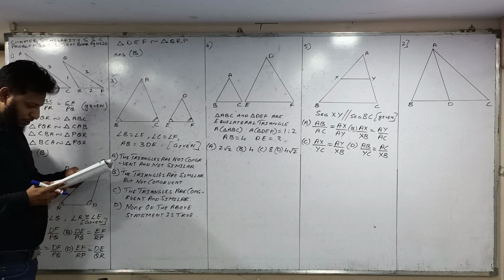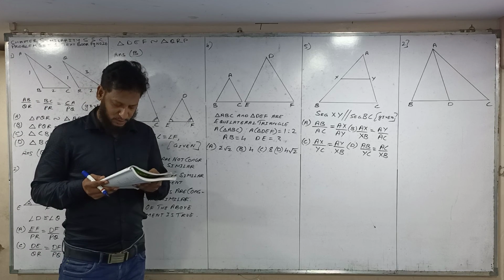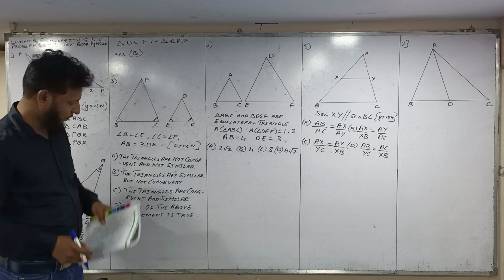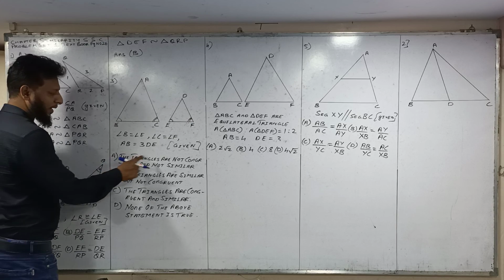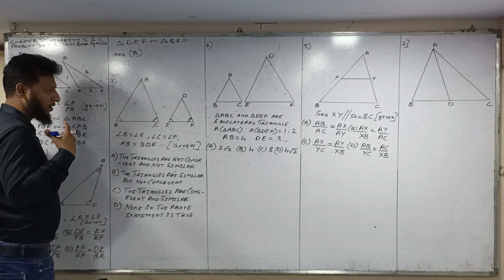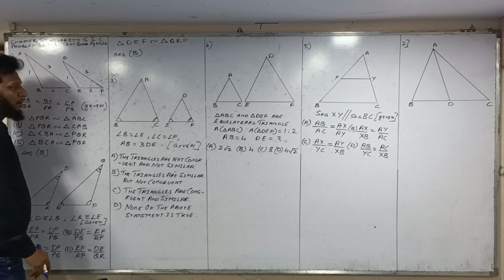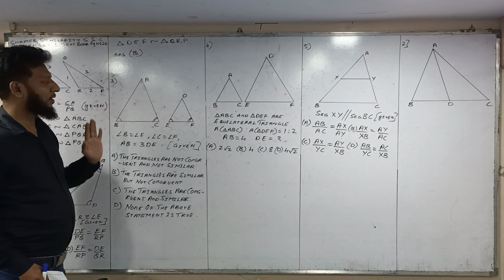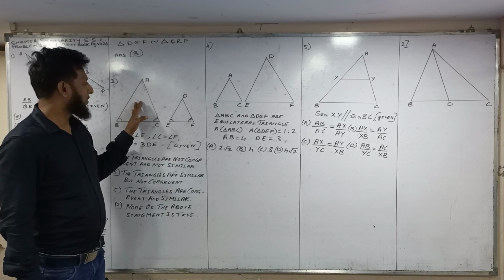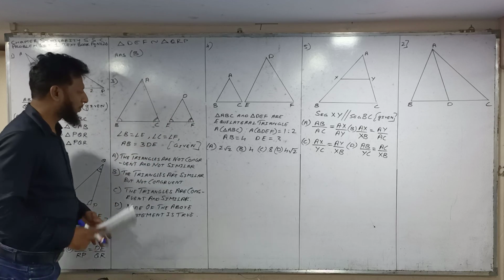Now in the question: which of the following statements regarding the two triangles is true? The first statement says the triangles are not congruent and not similar. So first we have to check whether the triangles are similar or congruent. We can see from the diagram and assume that the triangles are not congruent because we can see the difference in size, but we have to prove it also.